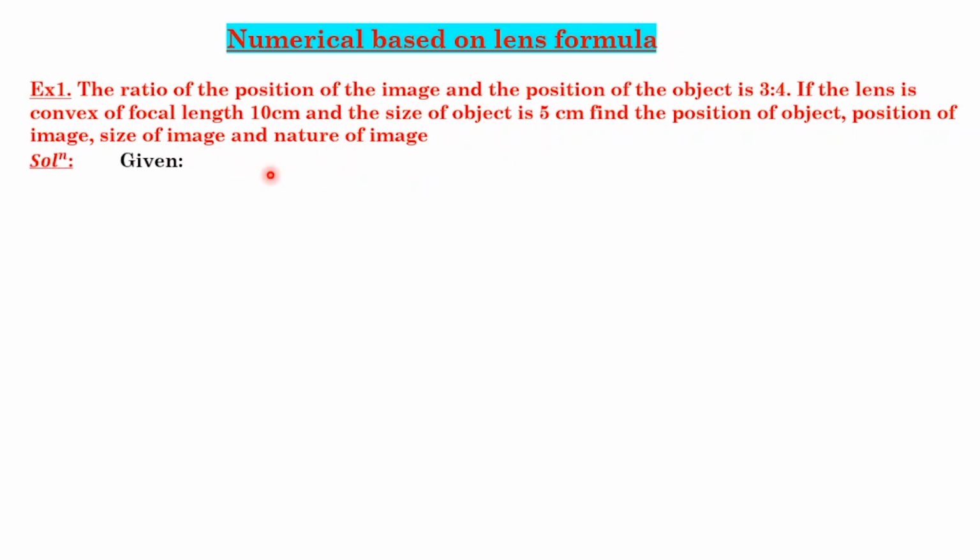Okay, so what is given? Given the ratio v upon u is equal to 3/4. V is the position of image and u the position of object, the ratio is 3:4. So v upon u is equal to 3/4. Focal length is 10 cm. This is positive because the focal length of a convex lens is positive. You already know that. We have to calculate h prime; h is 5 centimeter.